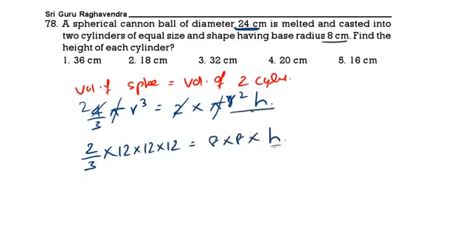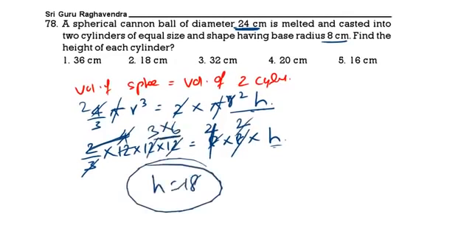Now do the calculation. Now all of you do the calculation. See, 3 1s, 3 4s, 3 1s, 3 4s, 4 1s, 4 2s, or else 4 into 2, 8, 8. 8 and 8 cancel. Again 4 2s, 4 3s, 2 1s, 2 6. We are left out with 3 and 6. So h is equal to 18, which is equal to 18 centimeters.